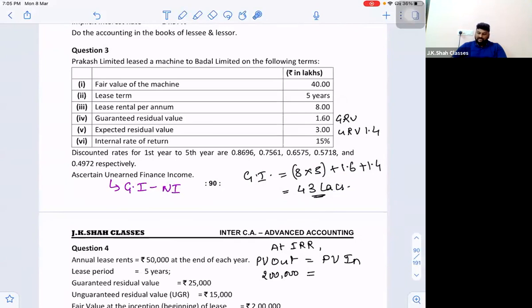What I have to do now is convert this gross investment to present values, because these are obviously future values. The residual values we are going to get at the end of the 5th year, and lease rentals also at the end of the 1st, 2nd, 3rd, 4th and 5th year. Convert them to present value by applying the discounting rates given in the question, and then compare your gross investment minus net investment. You get your unearned finance income.